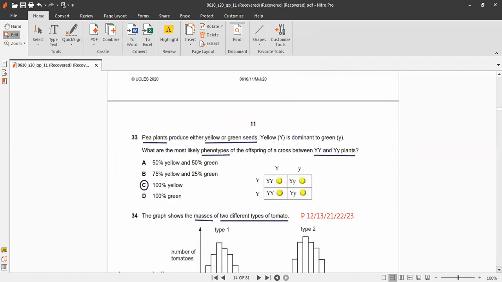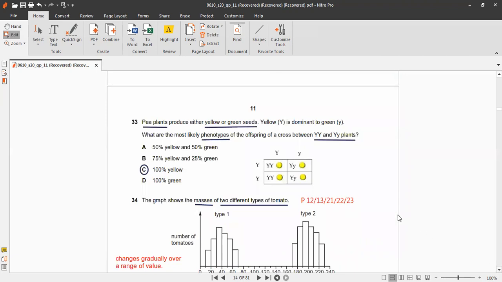reproduction. Pea plants produce either yellow or green seeds. Yellow is dominant to green. What is the most likely phenotype of the offspring of a cross between YY and capital Y small y? Yes, 100% yellow. Because yellow, Y, is dominant. So the correct answer, 100% yellow.